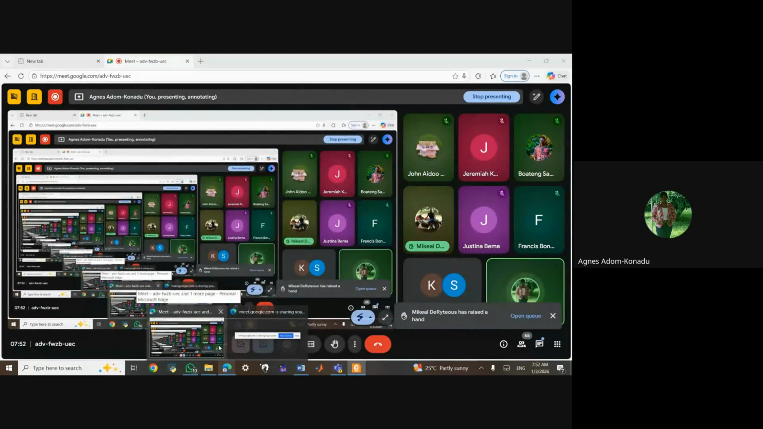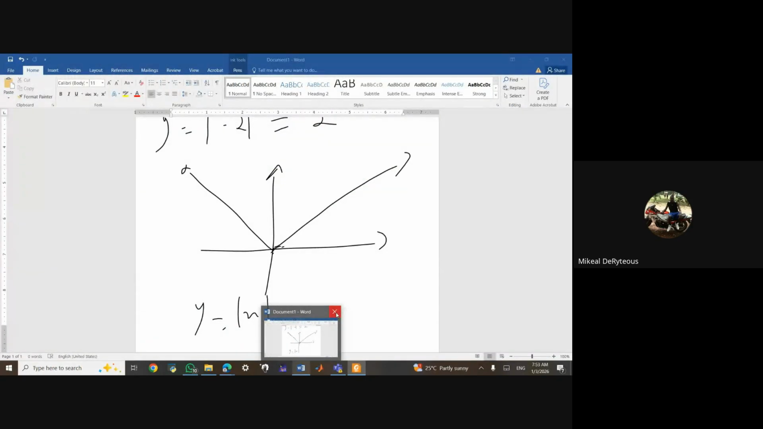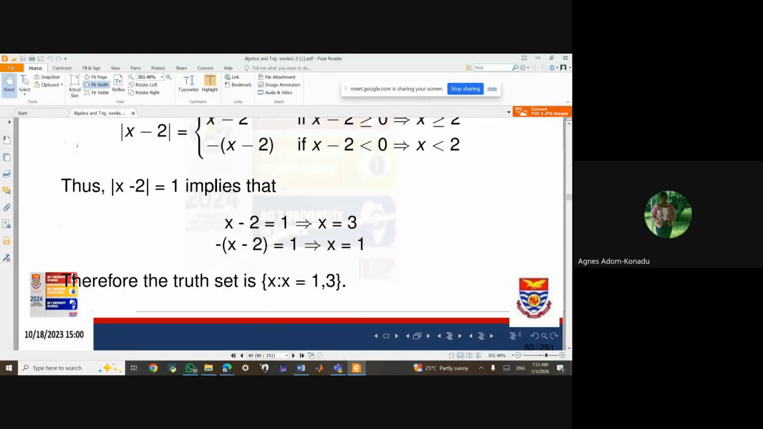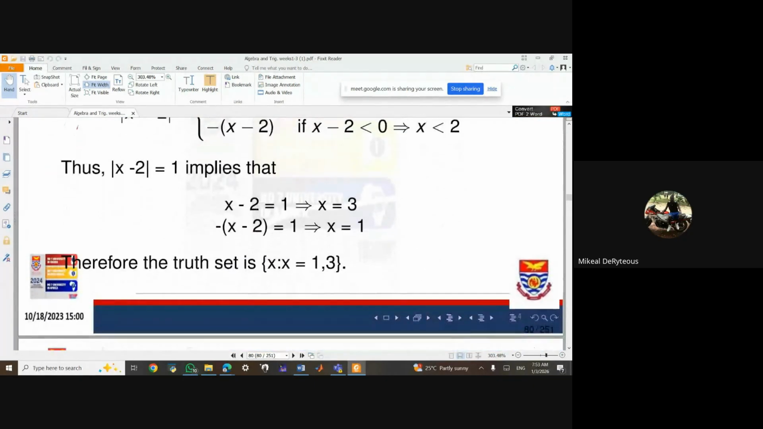Yes, please, your hand is up, Michael. Madam, why x minus 1 equal to 1? Is it x minus 1? We have x minus 2 equal to 1. Sorry, madam. Michael, were you following? The question says that we should solve for x if absolute of x minus 2 is equal to 1. Okay, because of the network, I just joined. Sorry, madam, I've seen. Thank you. You're welcome. So the truth set is x such that x is equal to 1 or 3.